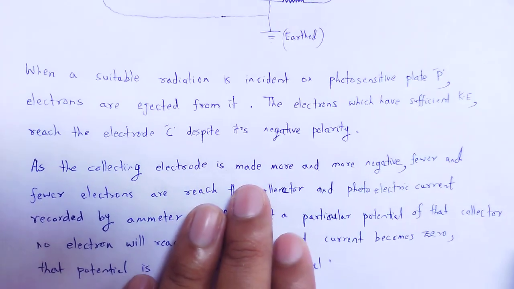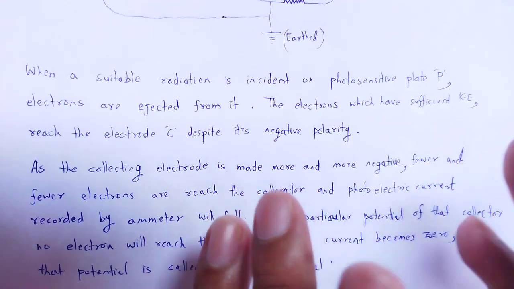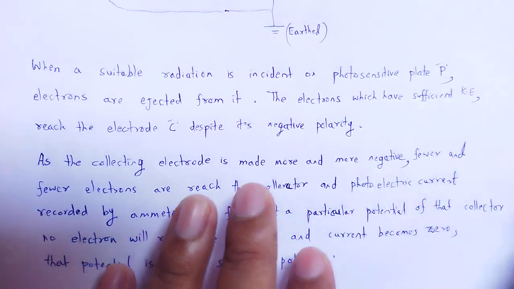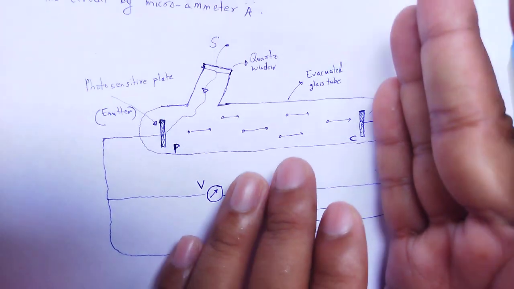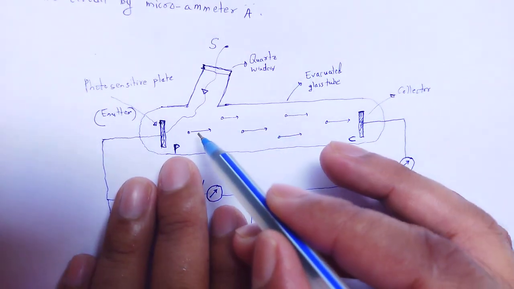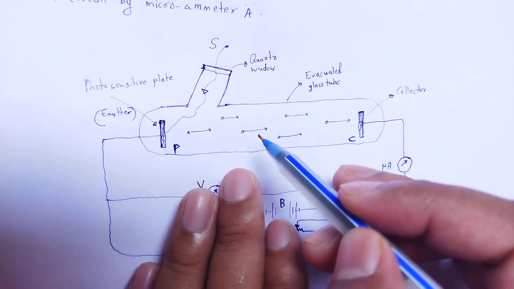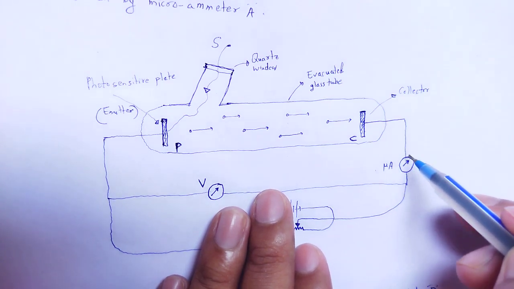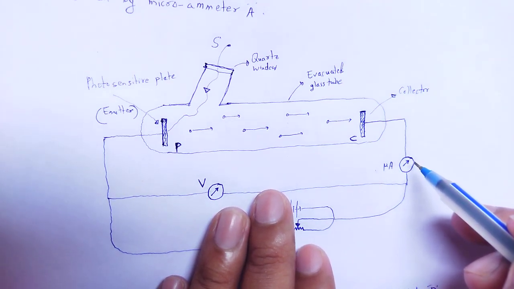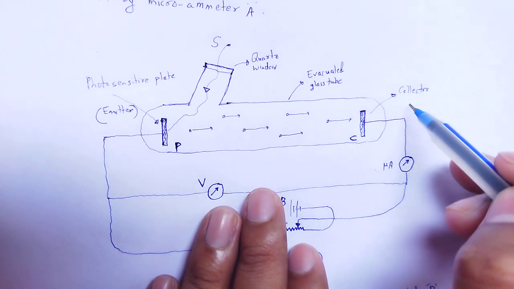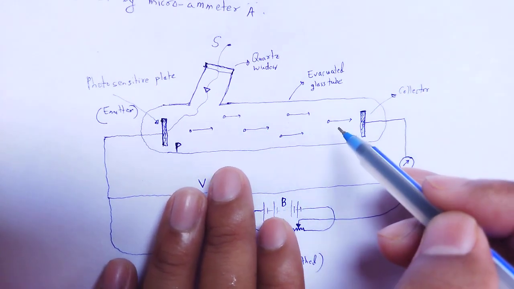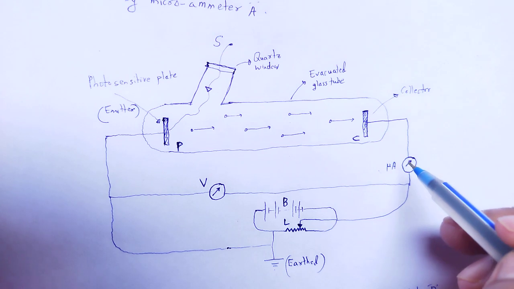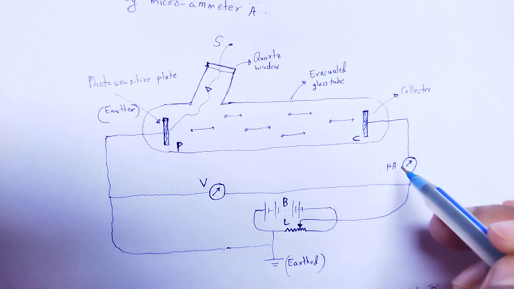As the collecting electrode is made more and more negative, fewer and fewer electrons reach the collector, and the photoelectric current recorded will fall. The collector has negative polarity, but some of the electrons having maximum velocity are collected by the collector, so we see a deflection. If we increase the negative polarity of the collector, a very small number of electrons are collected, and a very small deflection is noticed in the microammeter.